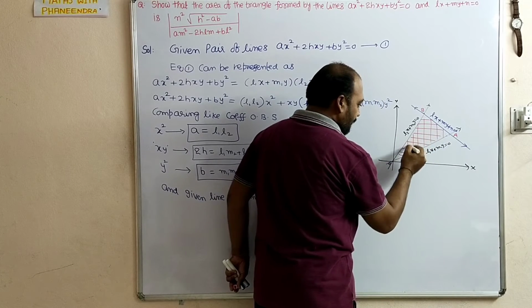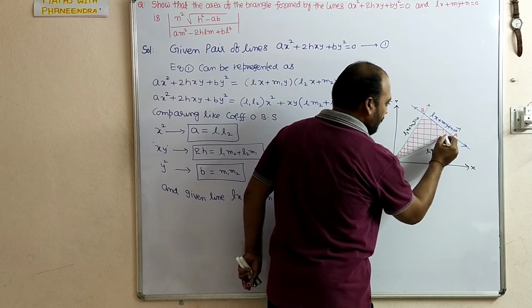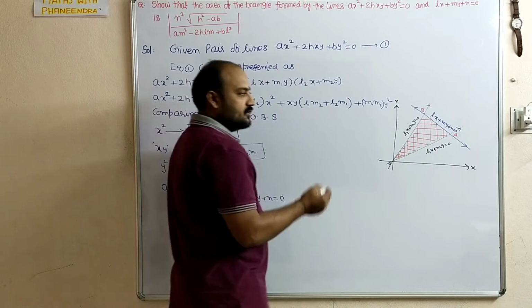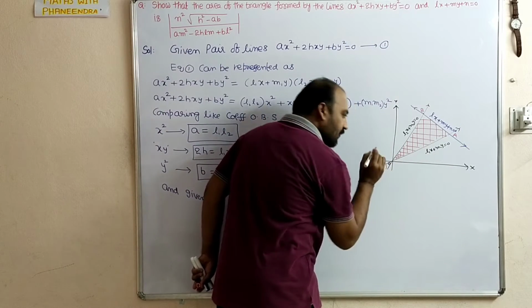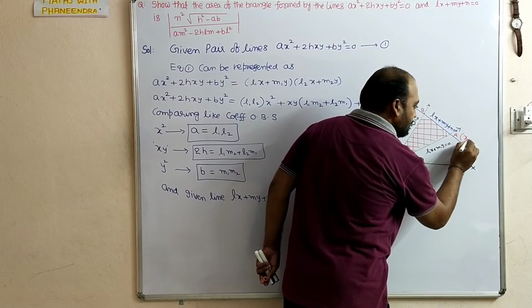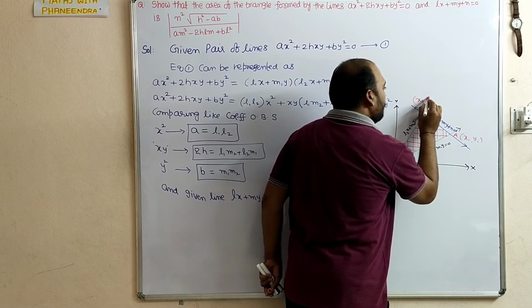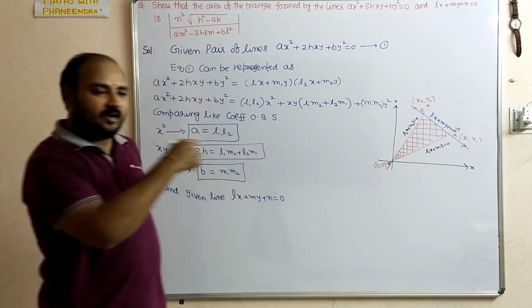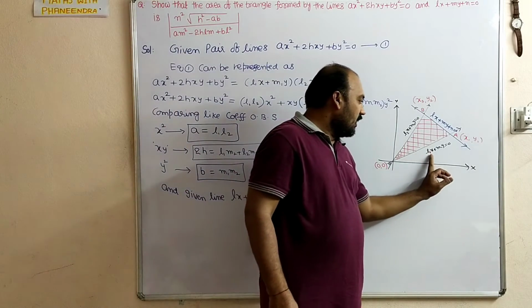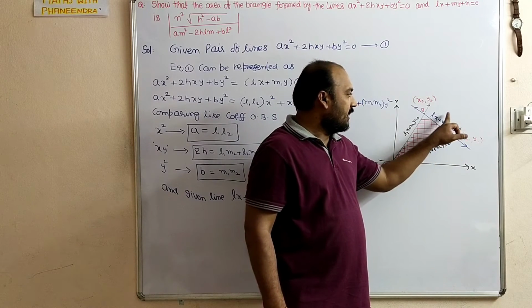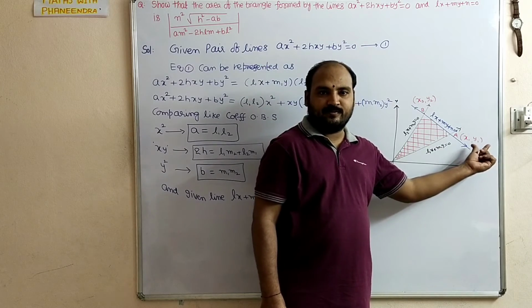To get the area of triangle, we need to calculate the vertices of the triangle. Origin has coordinates 0, comma 0. A coordinates I am taking as x1, comma y1. B coordinates I am taking as x2, comma y2. So the area of triangle we are going to calculate now. First solve equation L1x plus M1y equal to 0 and Lx plus My plus n equal to 0. You will get x1, comma y1.